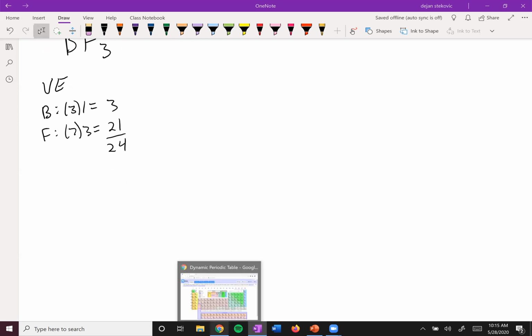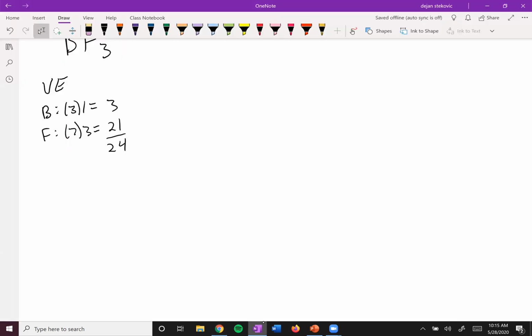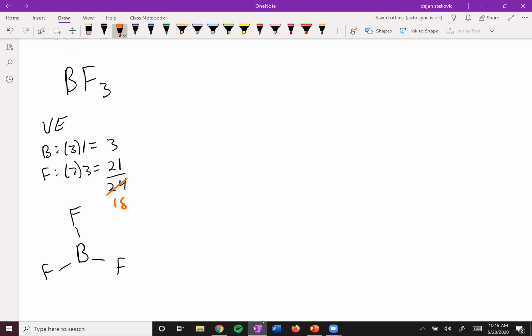We put the least electronegative atom in the center, which is going to be boron. Fluorine is the most electronegative. And then we'll put the fluorines simply around it. We'll draw 1 bond to each. That's going to use up 6 valence electrons, so we're left with 18.